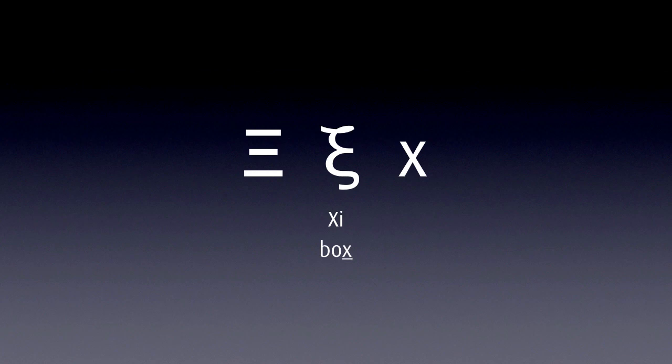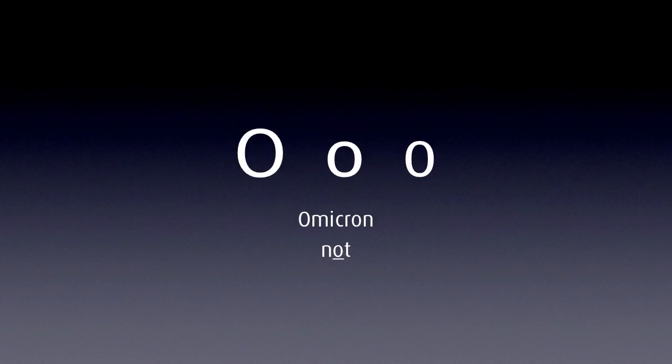Next we have xi. Both forms of this letter are very different from anything we have in English. Xi makes a sound like the X in the word box. Omicron makes an ah sound, as in not.